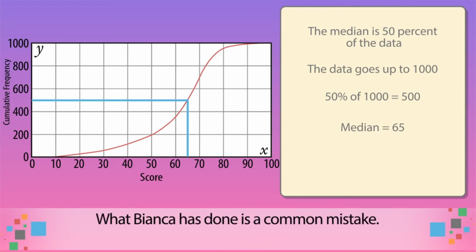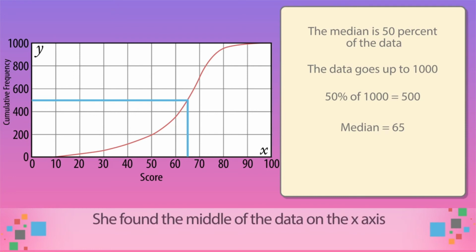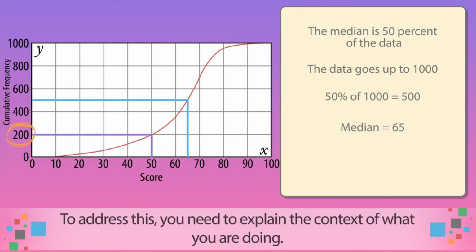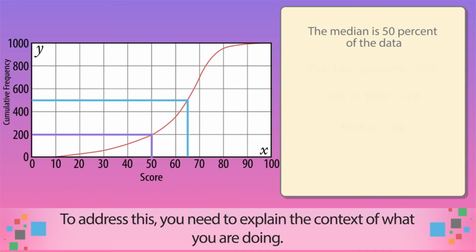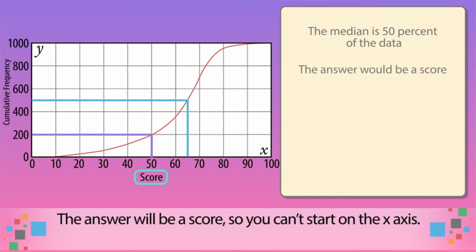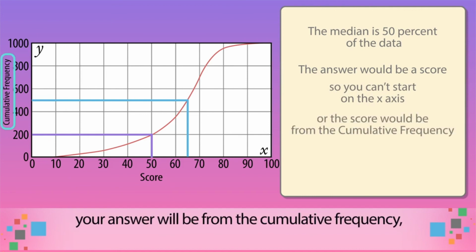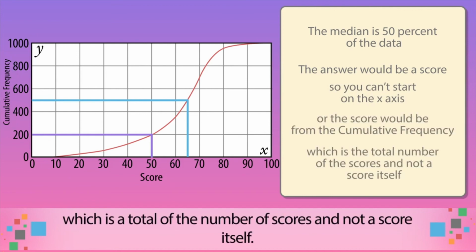What Bianca has done is a common mistake. She found the middle of the data on the x-axis and then read off the y-axis, giving her answer of 200. To address this, you need to explain the context of what you are doing. The answer will be a score, so you can't start on the x-axis. If you start on the x-axis, your answer will be from the cumulative frequency, which is a total of the number of scores and not a score itself.